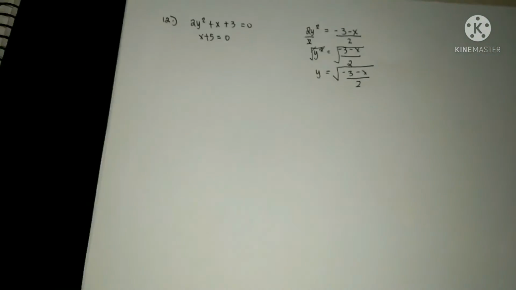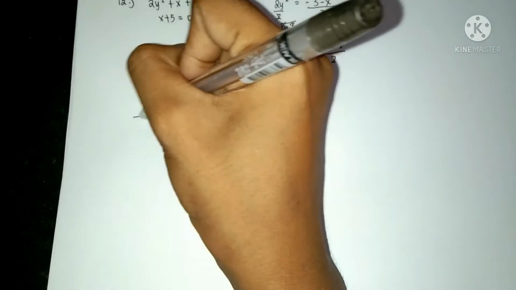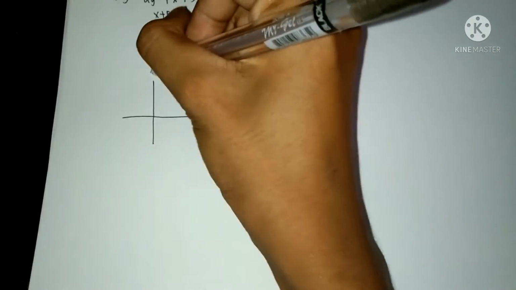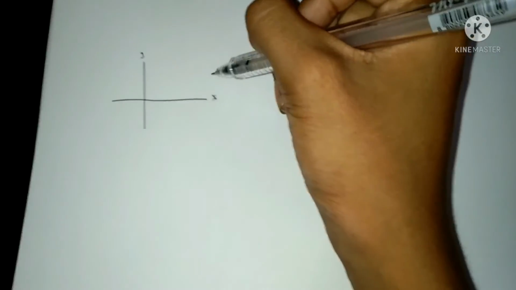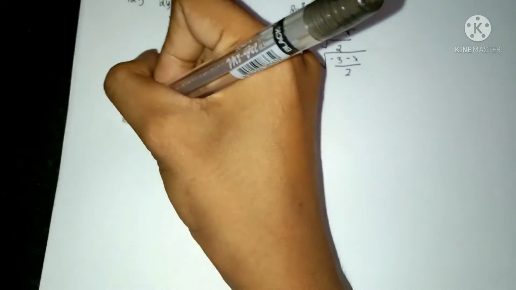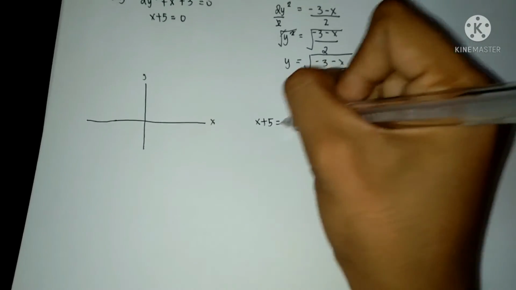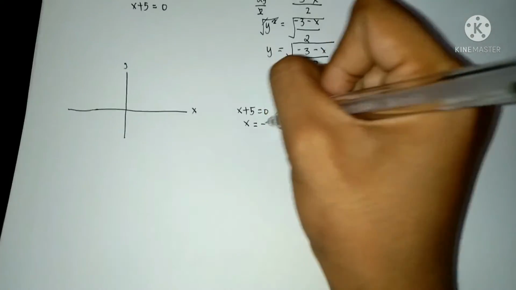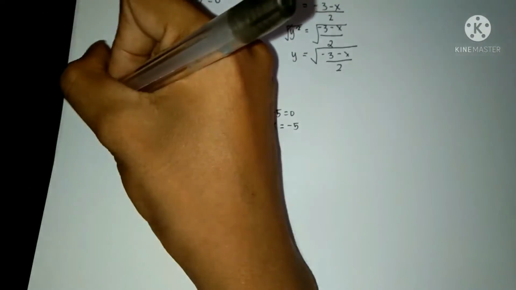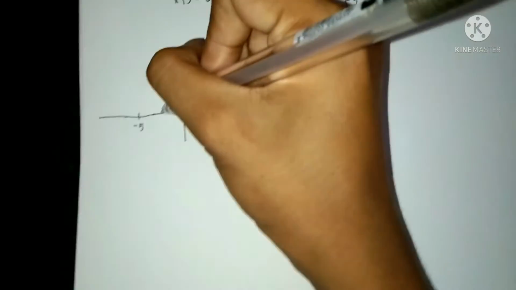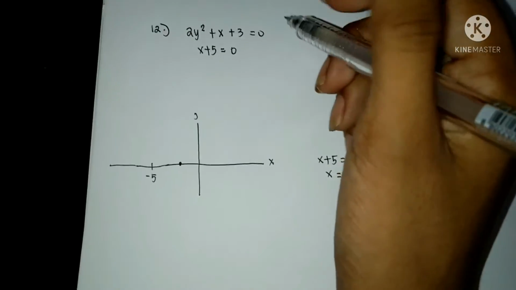So next, let's graph. So, y, x. The x plus 5 is equal to 0. Equate it to 0. It will become x is equal to negative 5. Now let's graph the 2y squared plus x plus 3.